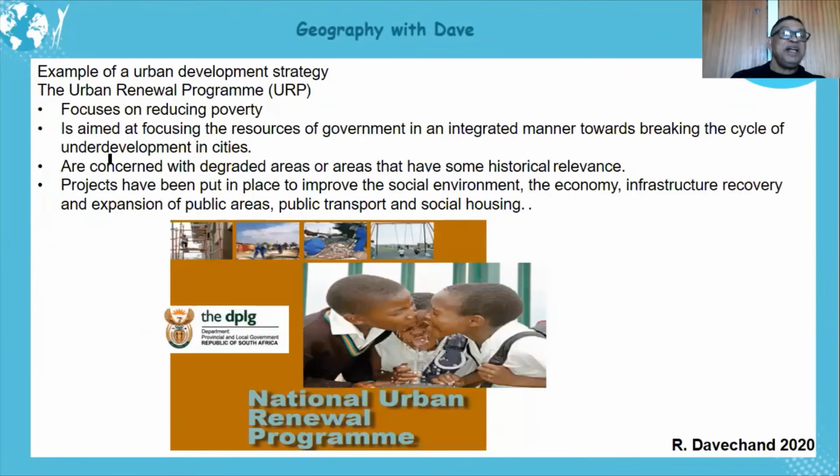Okay. An example of this urban development strategy was the Urban Renewal Program, the URP. This focused on reducing poverty. Can you see one of the big issues? It aimed at focusing the resources of government in an integrated manner towards breaking the cycle of underdevelopment in cities, creating funds, and of course, getting the communities involved, like we discussed. Okay. And they concerned themselves with the degraded areas that have historical relevance, etc.